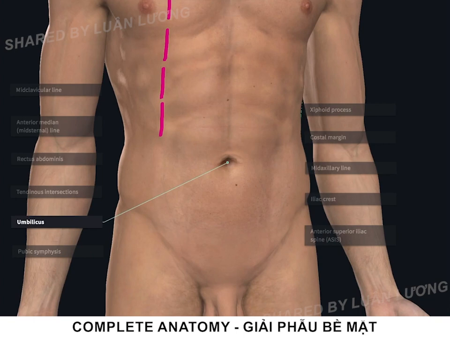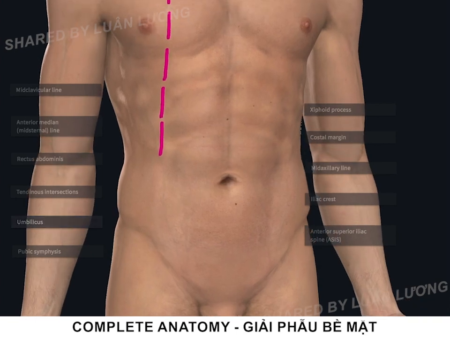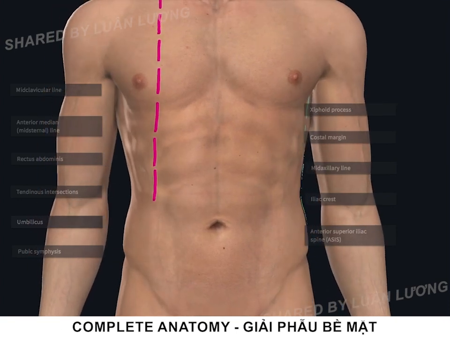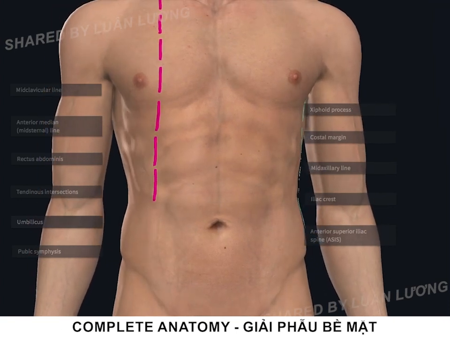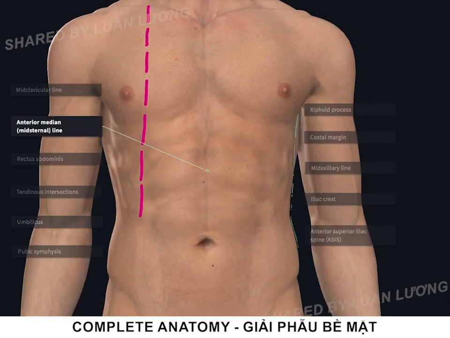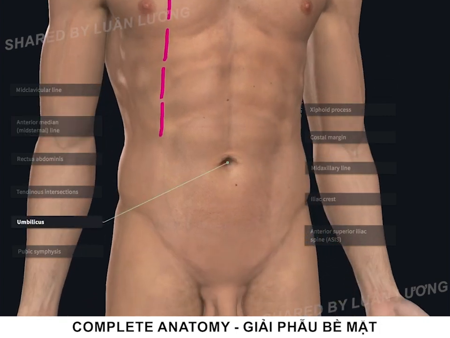Now, the umbilicus is going to lie in the midline of the body and can be a great reference tool just for a simple subdivision, and it will lie along the anterior median, otherwise known as the mid-sternal line. So a mid-sagittal cut of the body should bisect the umbilicus.